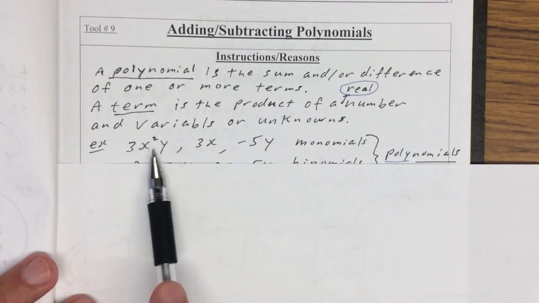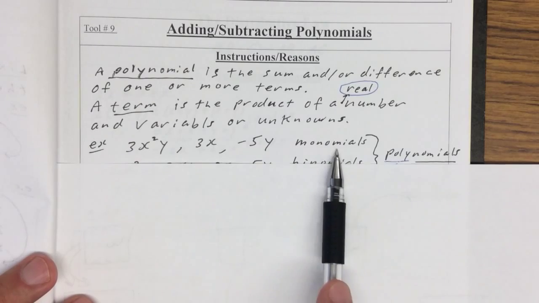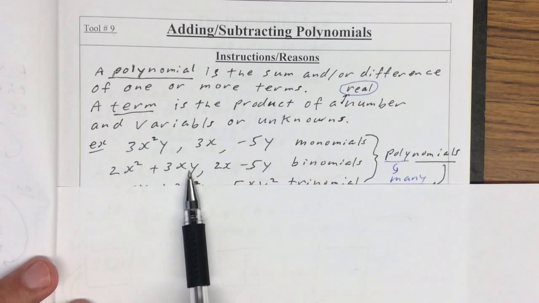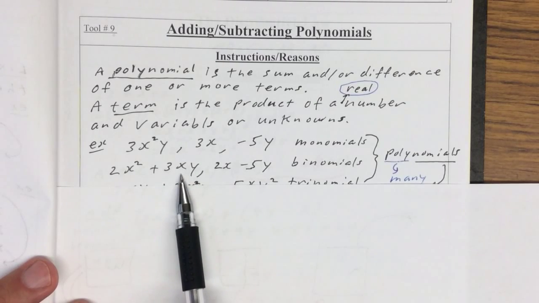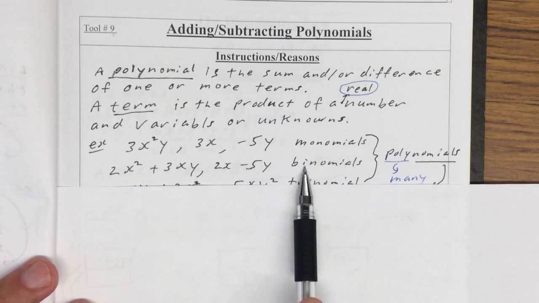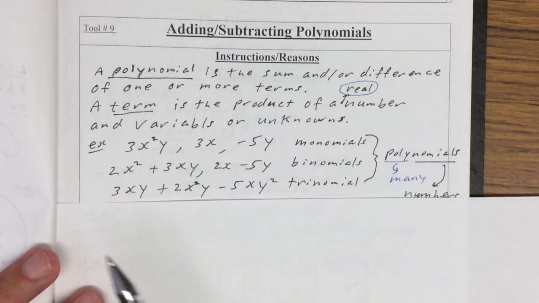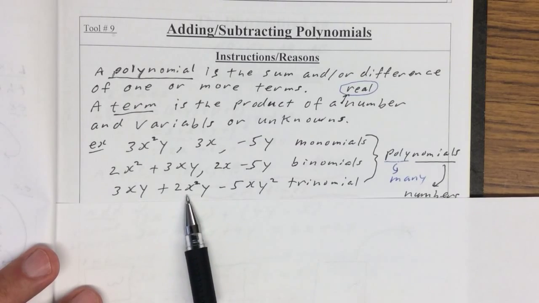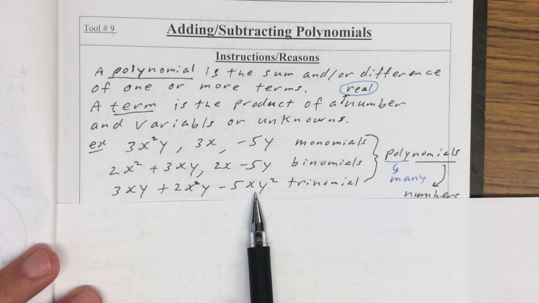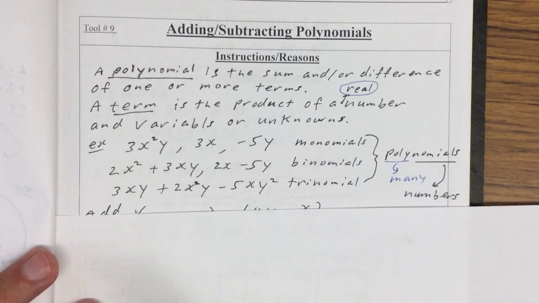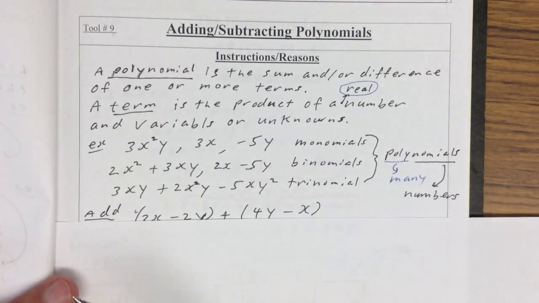When it's just one term, one multiple, we call it a monomial. 2x squared plus 3xy. That's a binomial. It's a polynomial, but there's two terms, so we call it a binomial. Same with this one, 2x minus 5y. 3xy plus 2x squared y minus 5xy squared. There are three terms here, separated by plus or minus. That's a trinomial, three terms. They're all called polynomials.